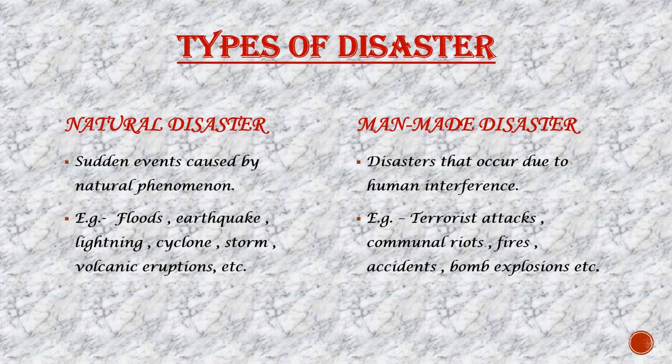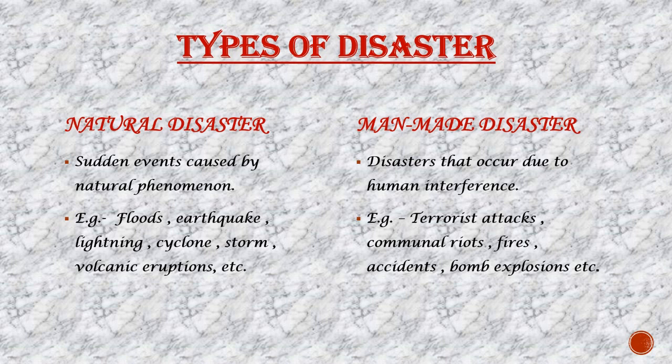Now students, let us understand what are the types of disasters. Disasters can be classified into two major types, natural disasters and man-made disasters. First let's see what are natural disasters. These are sudden events caused by natural phenomena over which humans have very negligible or no control. For example, floods, earthquake, lightning, cyclone, storm, volcanic eruptions, etc.